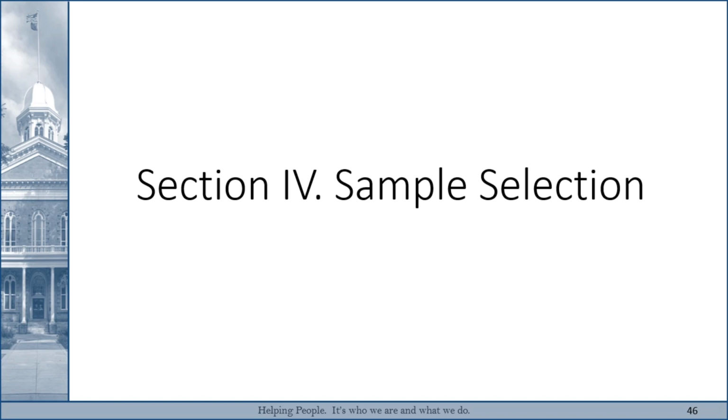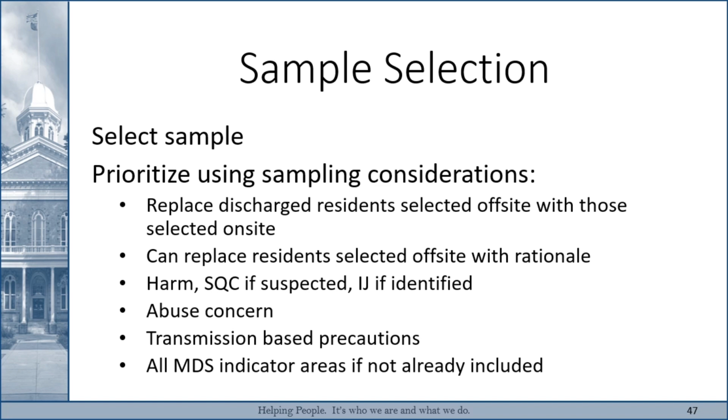Section 4, Sample Selection. Prioritize using sampling considerations. Replace discharged residents selected off-site with those selected on-site. You can replace residents selected off-site with rationale. Harm, substandard quality of care if suspected. Immediate jeopardy if identified. Abuse concerns. Transmission-based precautions. All MDS indicator areas if not already included.